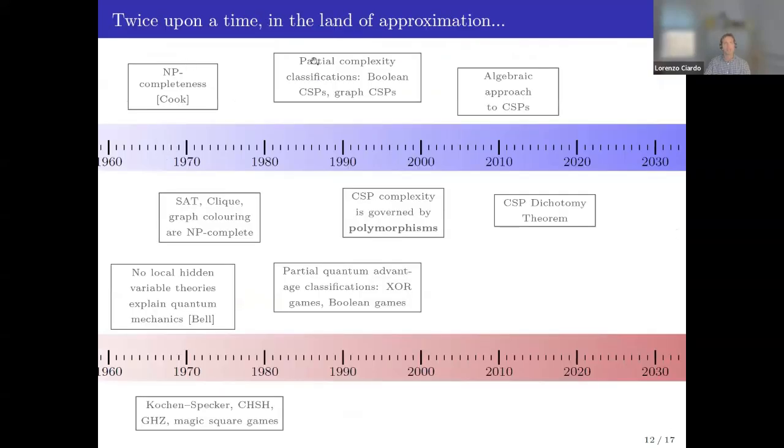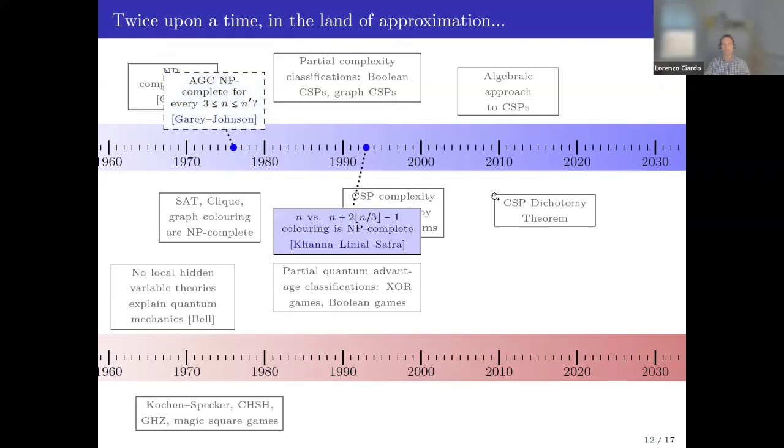And now let me go back to the story. So it was conjectured already in 1976 by Garey and Johnson that approximate graph coloring should always be NP-complete for every n and n′ at least 3. Right? So if n is equal to 2, then the problem is tractable, so we need to assume n is at least 3. But somehow the state of this conjecture is very open. So for example, it was shown in 1993 that n versus n plus 2n divided by 3 minus 1 is NP-complete. This in particular gives you hardness of 3 versus 4.